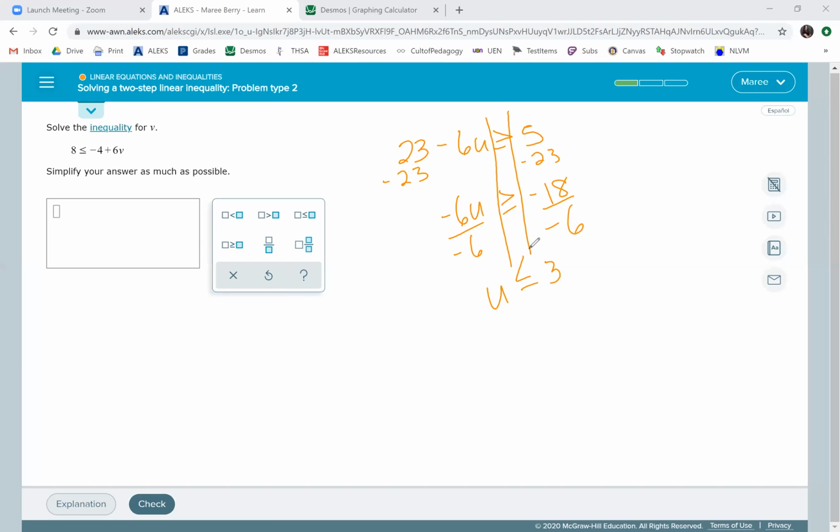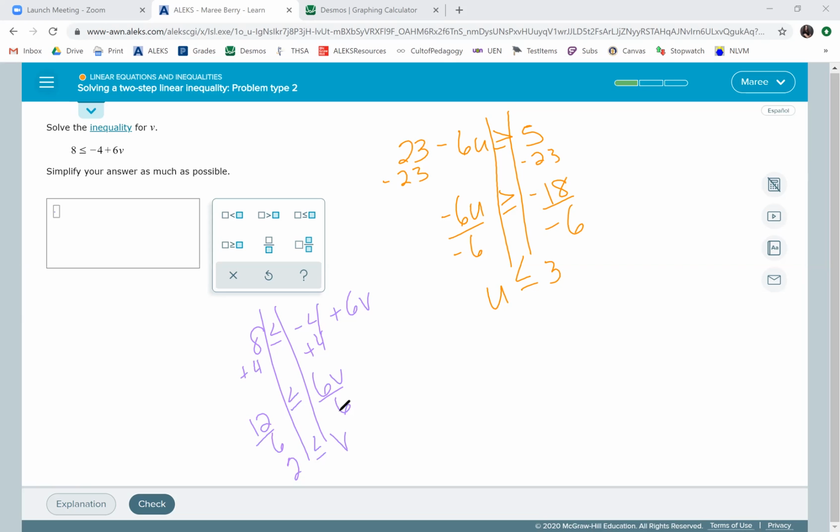And in this one, let's write it down. We have 8 is less than or equal to -4 plus 6v. And we're going to add a 4 to both sides. We can get rid of that. We have 12 is less than or equal to 6v. This 6 is positive, so we do not have to flip the sign. So be careful with that.